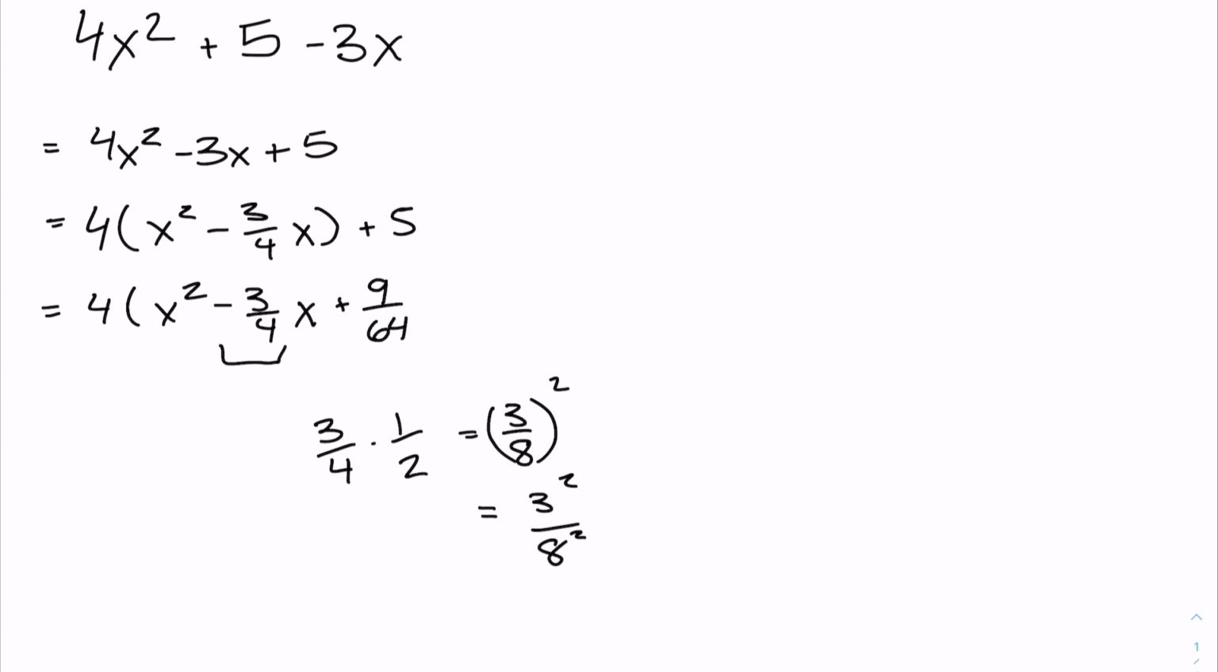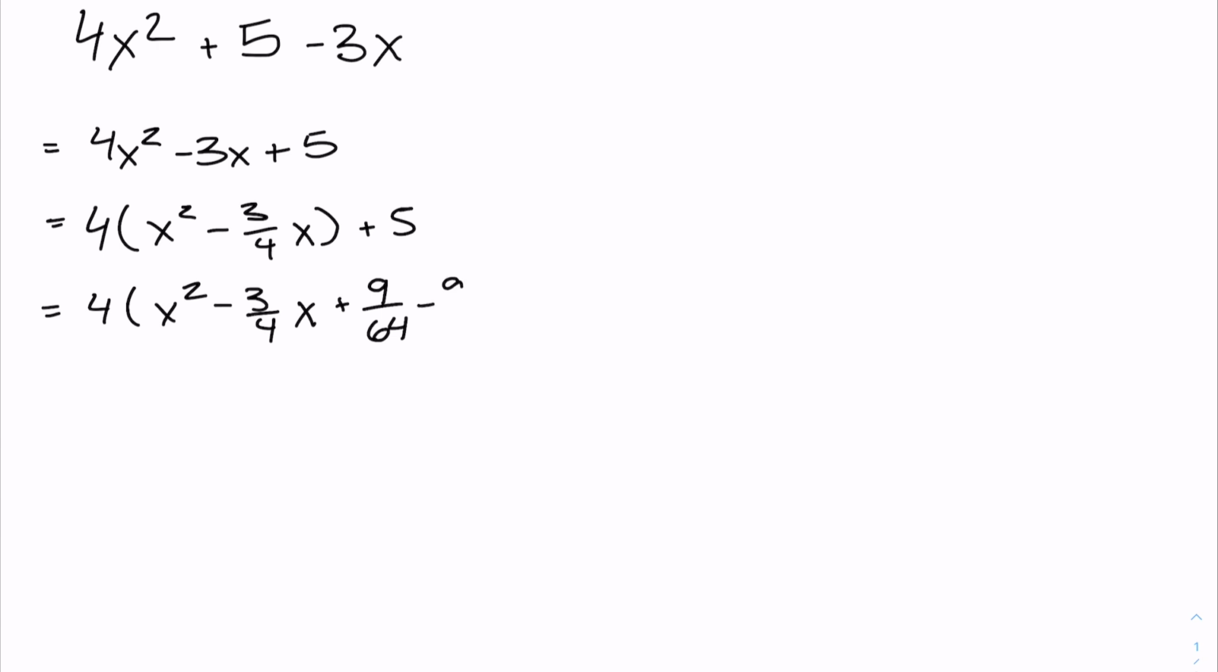And it's always going to be positive because when you square a negative number or a positive number, it's always going to be positive. And this creates a perfect square trinomial. But since we added in this 9/64, which we didn't have here before, we have to make sure we subtract it so that although we're changing the appearance of our quadratic here, we're not changing its value.